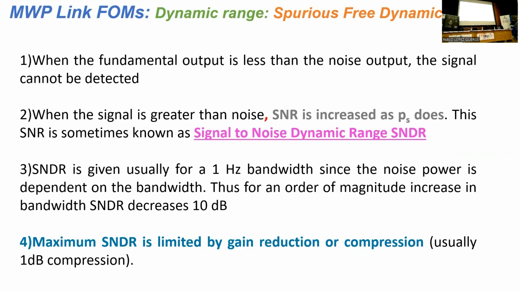Okay. So when the fundamental, the slope 1 output, is less than the noise, then you have no signal. Then when it's bigger than the noise, you will increase your signal to noise ratio as long as you don't reach the point where the nonlinear distortion becomes more significant than your noise floor.